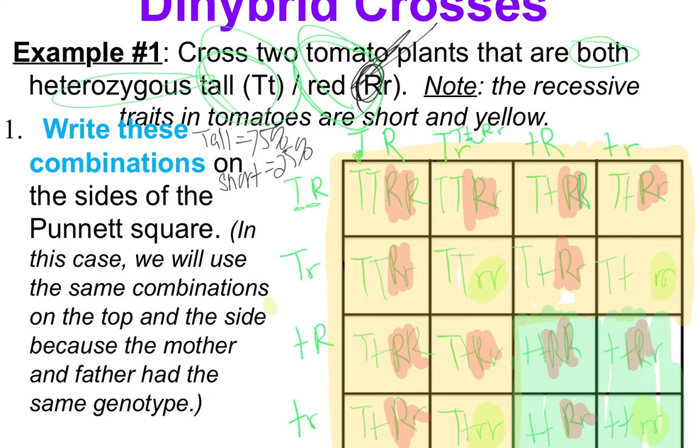And so what we care about here is our phenotype ratio. We want to know who's tall and red, tall and yellow, and who's short and red and short and yellow. So let's circle everybody who's tall and red.